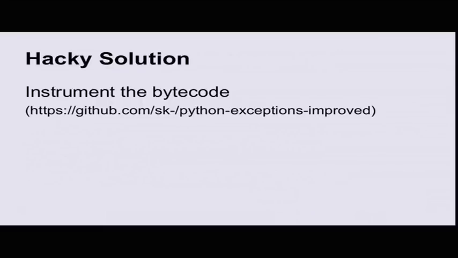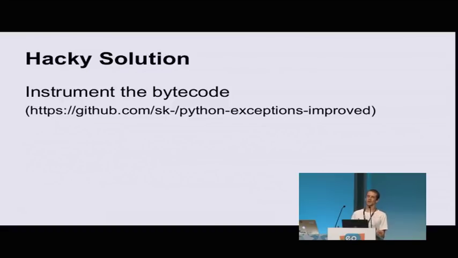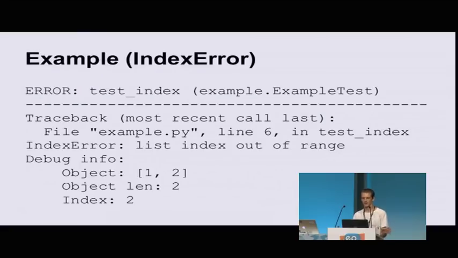And so I started with a really hacky solution. I instrumented bytecode to temporarily store some additional information about the index and the receiving object, which is open source, by the way. And then I have a test runner that collects all this information and outputs it nicely. So in this case, it's much more direct to see that we have an off by one error. And so we can go and fix the code without having to debug it or add extra print statements or whatever method you like.